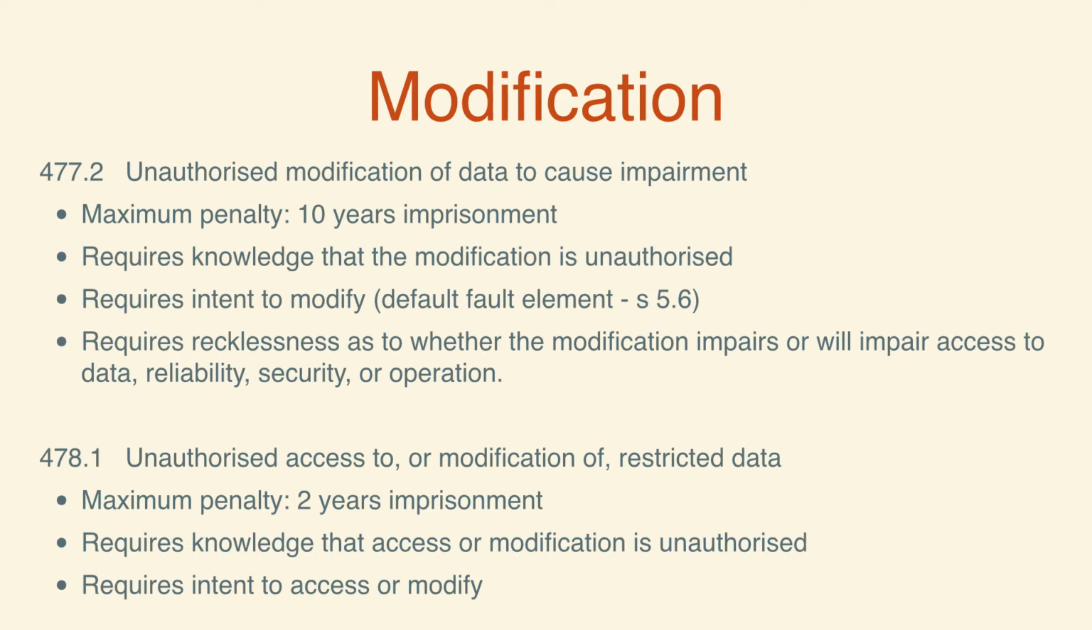The second serious offence is 477.2. This is the offence of unauthorised modification of data in order to cause impairment. This is also punishable by 10 years imprisonment. This one requires knowledge that modification of data held within a computer is unauthorised, some intent to modify that, and recklessness as to whether or not the modification does in fact impair that data or impair access to the data or system.